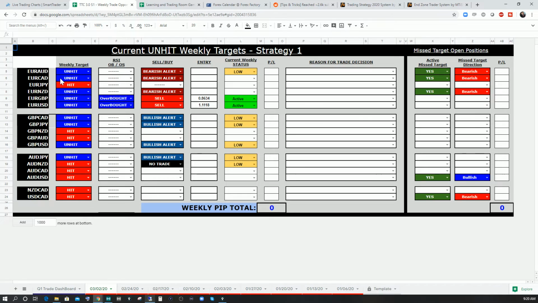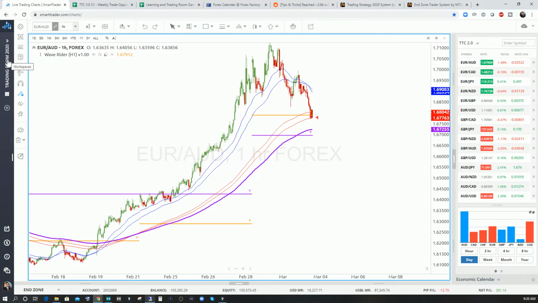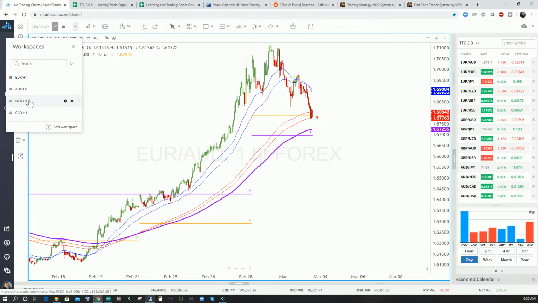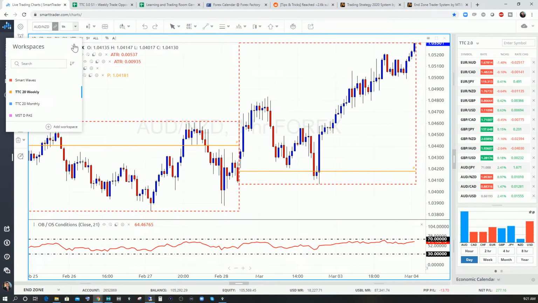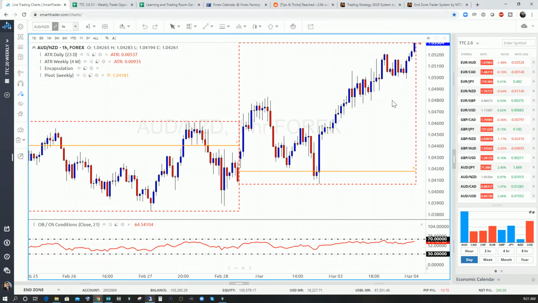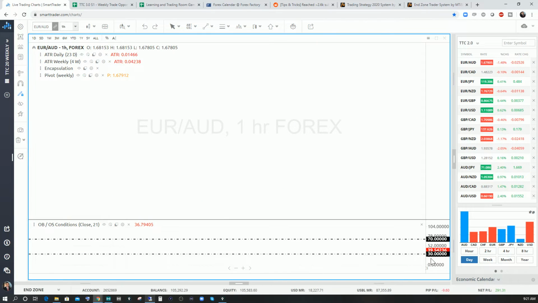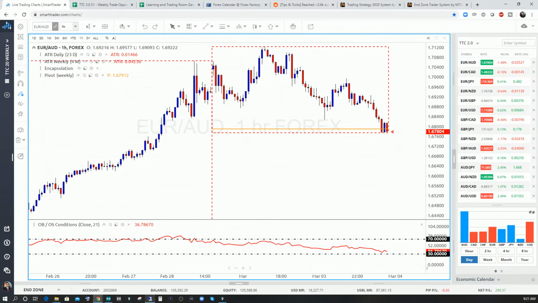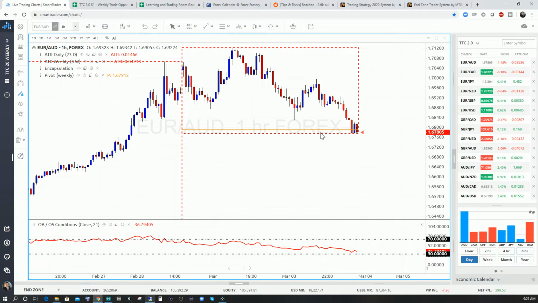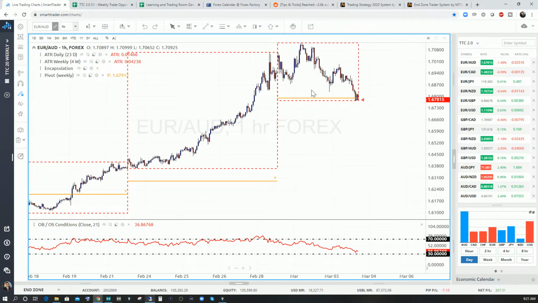Did we have a trade on this one this week? Let's take a look. Euro Aussie, we actually had an unhit target. We called it a low probability. We didn't expect any sort of action out of this one right here. I don't believe we picked up a new trade on this one. Let's see here. Take a look at Euro Aussie. All right, there it is. No new opportunity, but we did come to our target this week. So no new opportunity.